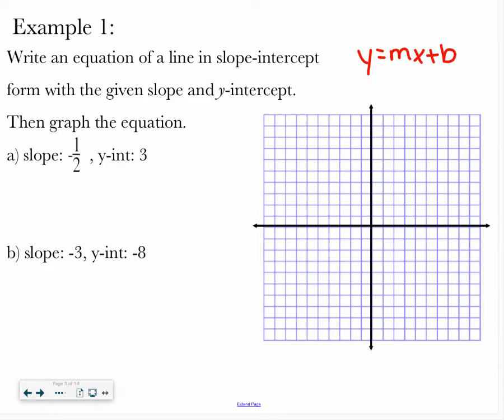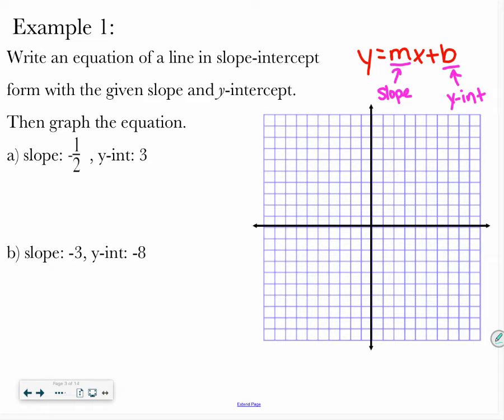Okay, so we want to write an equation of a line in slope-intercept form with the given slope and y-intercept. Then graph the equation. If we look at letter A, we have slope equals negative 1/2, and our y-intercept is 3. Let's talk about our slope-intercept form. We have y equals m, remember, m stands for slope, x plus b. b is our y-intercept.